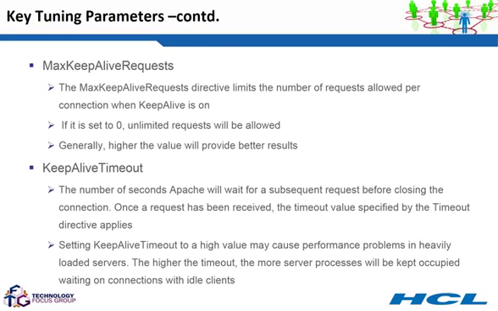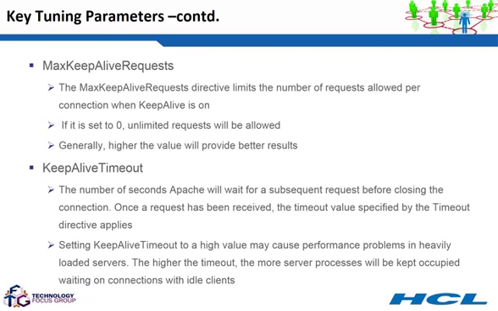Okay. So next we are going to discuss keep alive timeout. Keep alive timeout is basically the number of seconds Apache will wait for a subsequent request before closing the connection. If a client has started a keep alive session, or has a keep alive connection, and it's not sending a request for some particular time, then you can time it out by setting this keep alive timeout value appropriately.